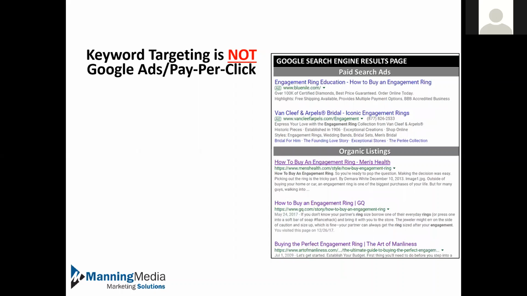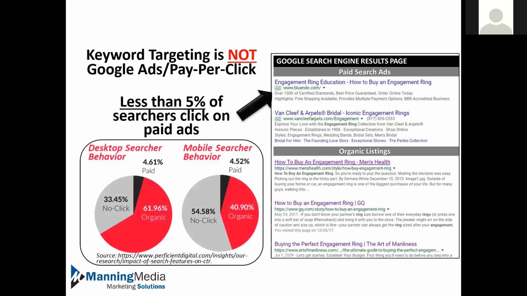Now, again, keyword targeting is not Google Ads or pay per click. And there's a real good reason why. We don't necessarily recommend that very, very strongly. It can be done, most definitely can be done, but less than 5% of searchers actually click on paid ads. And we're looking at desktop searcher behavior. You can see there 4.61% of paid advertising was activated. On mobile search behavior, 4.5% of paid advertising was clicked on.